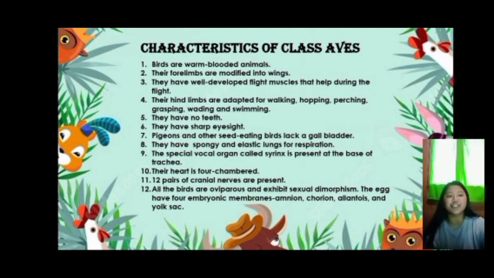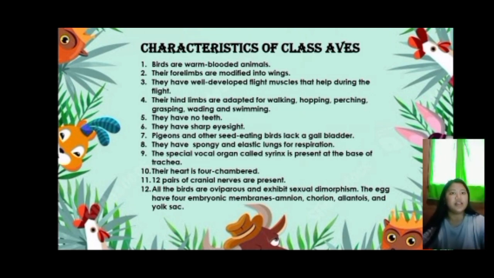Their heart is 4-chambered. 12 pairs of cranial nerves are present. All the birds are oviparous and exhibit sexual dimorphism. The egg has 4 embryonic membranes. These are amnion, chorion, allantois, and yolk sac.